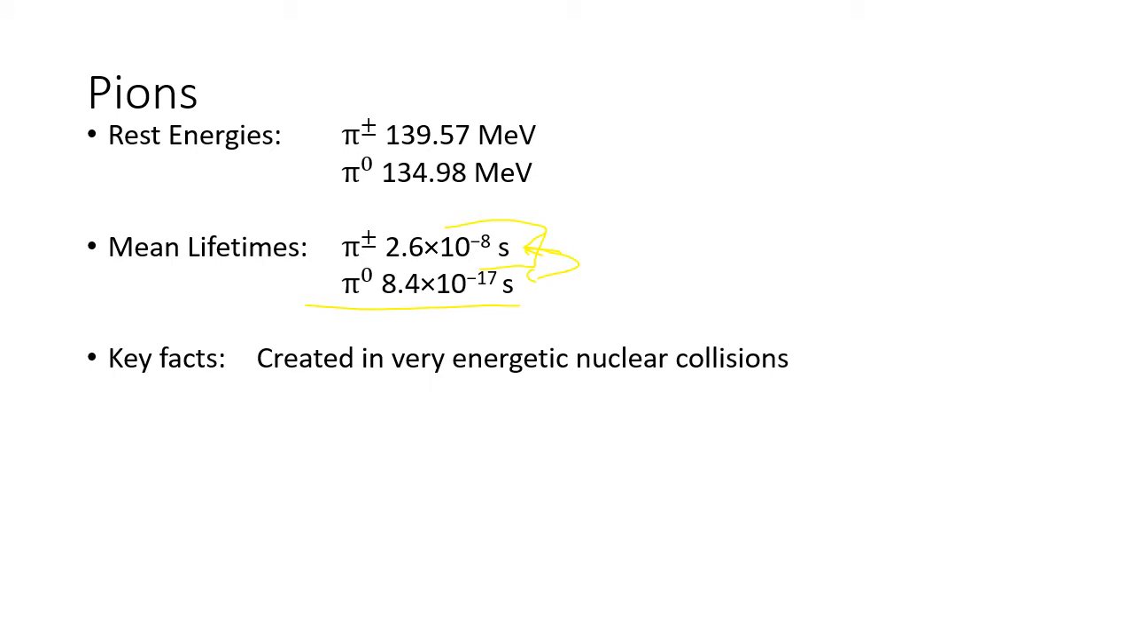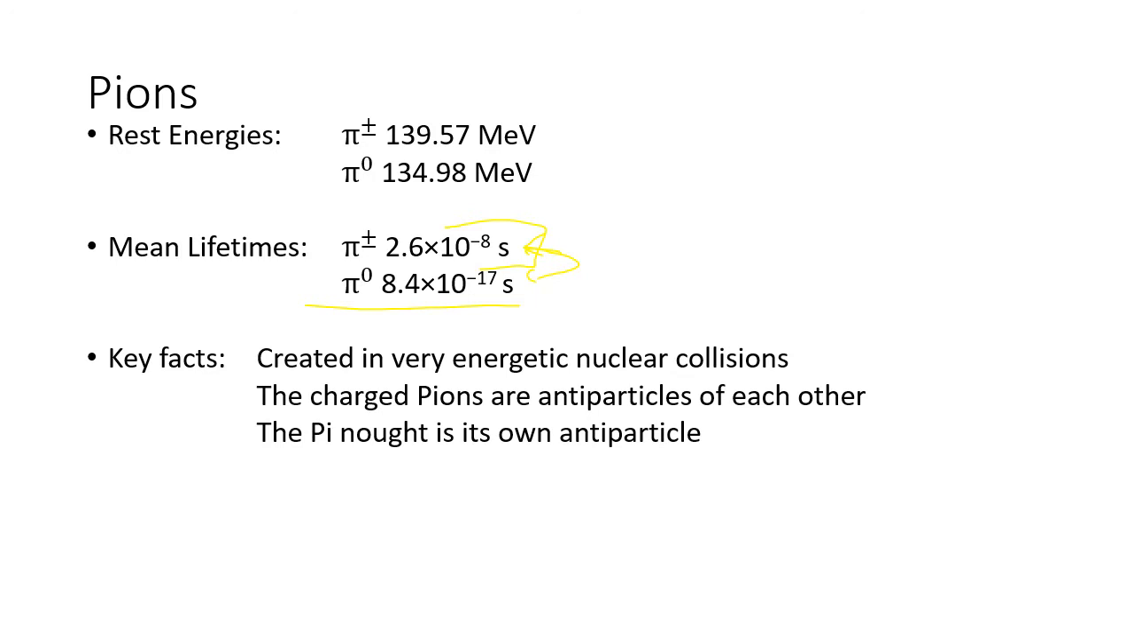So, key facts about pions: they're created in very, very energetic nuclear collisions. So this is what we were talking about last time: protons being accelerated by processes around black holes. So the protons are going at unimaginable speeds, smacking into the top of the atmosphere and creating pions. These days we do the same kind of thing with the Large Hadron Collider.